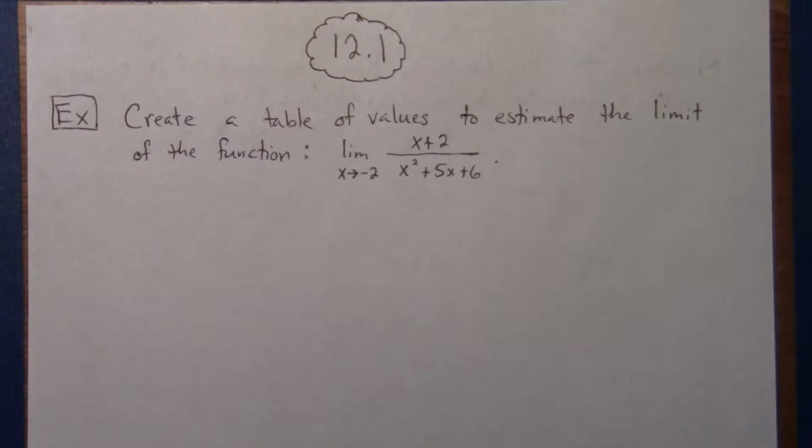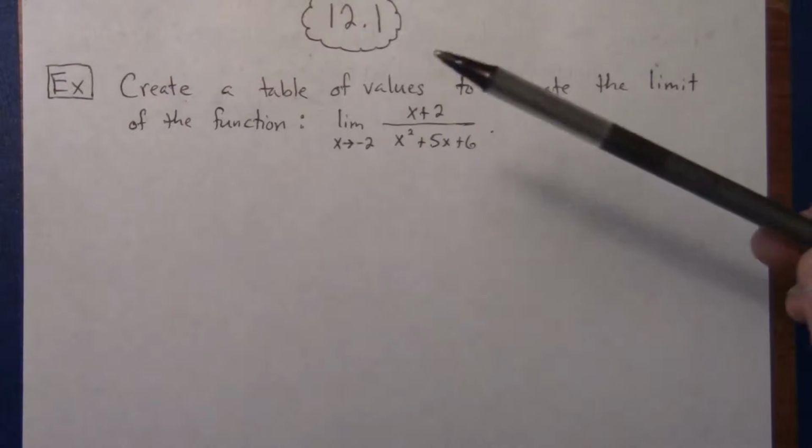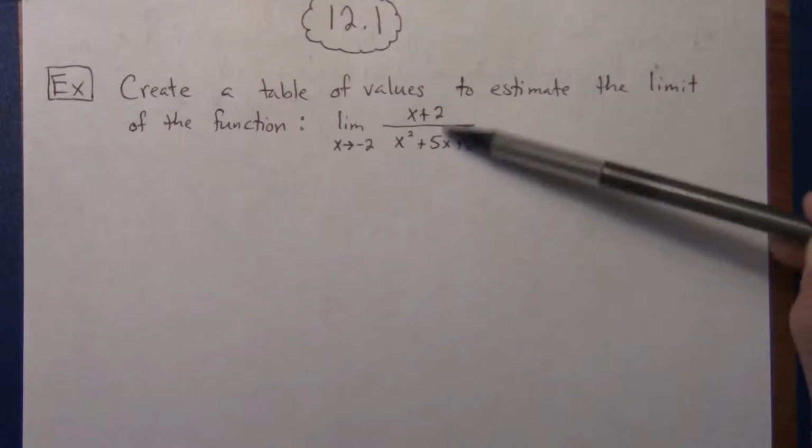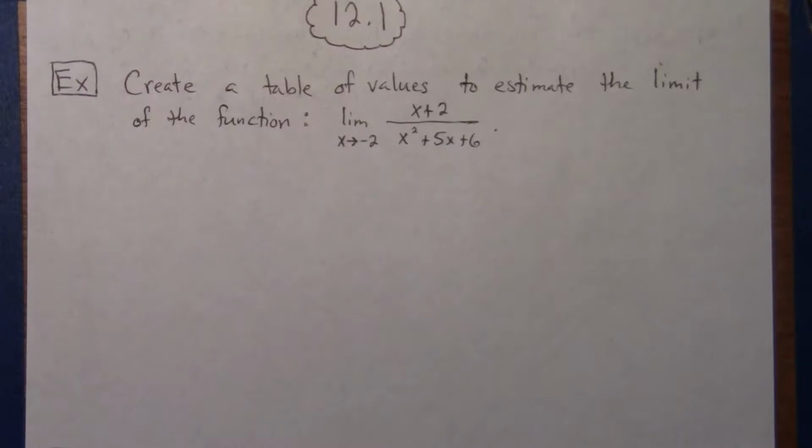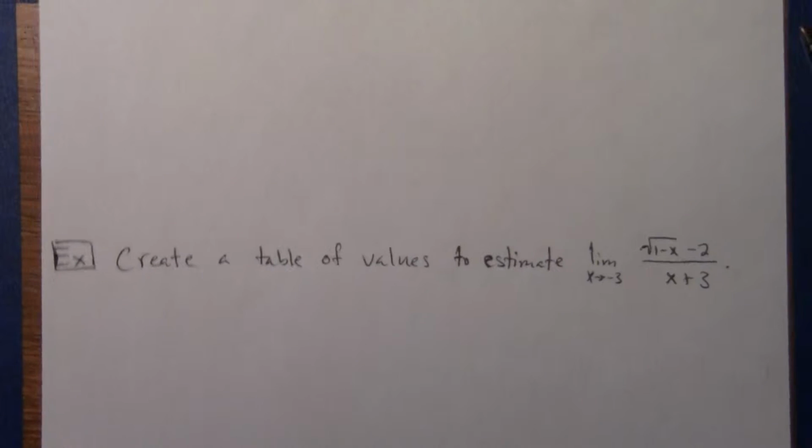Your homework help for 12.1 is going to consist of 4 problems today. You're going to take a look at finding the limit as x approaches -2 of this function by creating a table of values. So kind of like we did in the notes, where we're gonna make a table and we're gonna use our calculators to help us out with that.